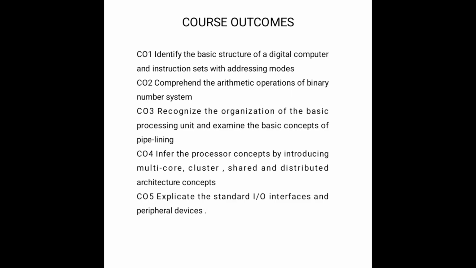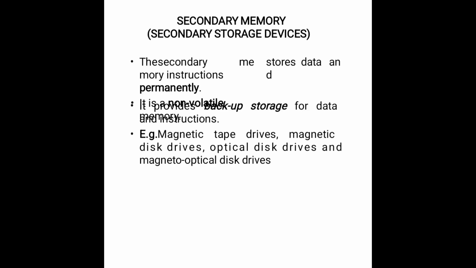Course outcome 3, recognize the organization of the basic processing unit and examine the basic concepts of pipelining. Course outcome 4, infer the process concept by introducing the multi-core cluster, shared and distributed architecture concepts. Course outcome 5, express the standard I/O interfaces and peripheral devices. Next, we will see about the topic as secondary storage memory.